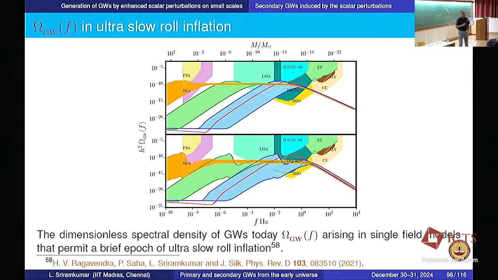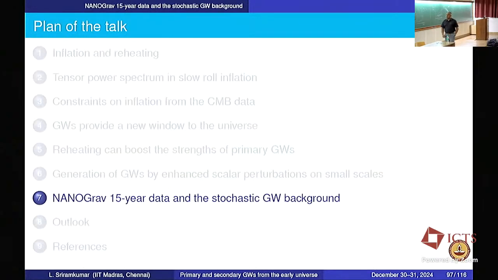Until now, we have talked about the generation of secondary gravitational waves during the epoch of radiation domination. That is, we have assumed instantaneous reheating, and therefore all the modes re-enter during the epoch of radiation domination. But what happens if some of the modes re-enter during the epoch of reheating, and some of them enter during the epoch of radiation domination? And why is this relevant? This is because of the NANO-Grav data.